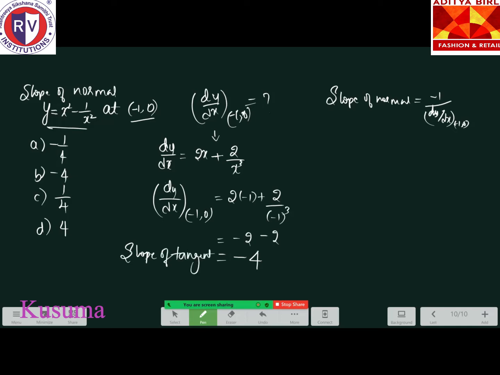So the slope of the normal is minus 1 by slope of the tangent, that is minus 1 by minus 4, which is 1 by 4. So this is the slope of normal. So 1 by 4, which option is it? It is option C.